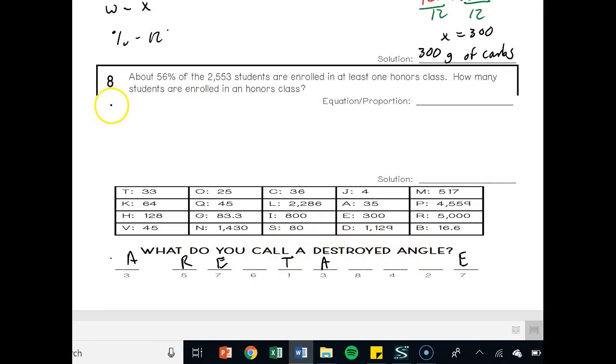But remember, every problem you should put down part, whole, and percent, and figure out which two of them you know, and then kind of work from there after setting up proportions.